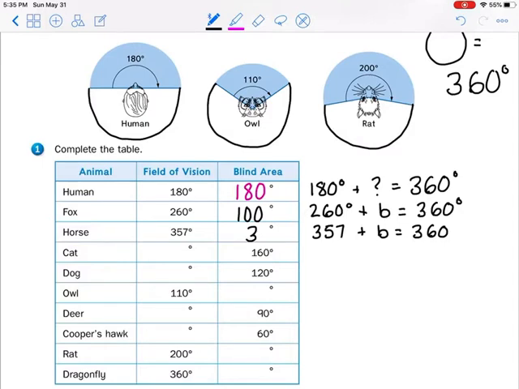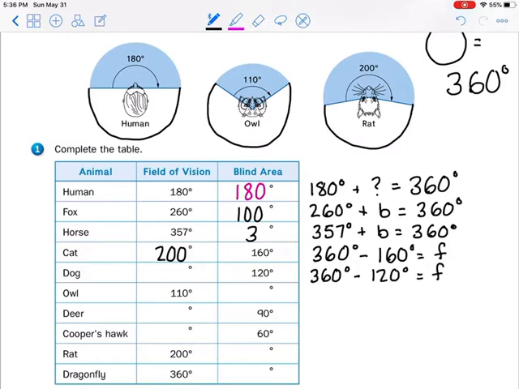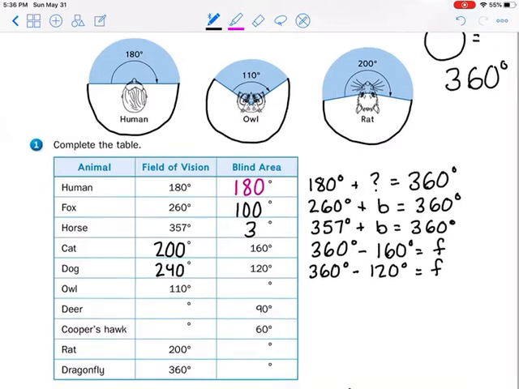So a cat, we're looking for their field of vision. So I'm going to do the total circle value, which is 360, minus the 160 that is their blind vision, will give you F for their field of vision. And if I did that out, I would know that a cat's field of vision is 200 degrees. We're going to do the same thing with the dog. We're going to do 360 degrees minus their blind area, which is 120 degrees, will give you their field of vision. And you should get 240 degrees.